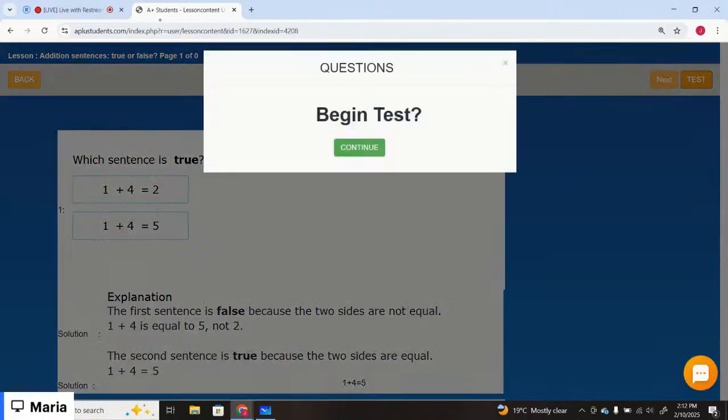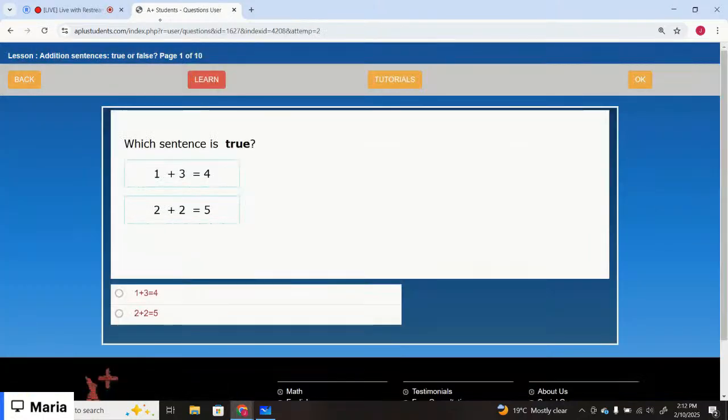Let's just start with the test questions. Which sentence is true? 1 plus 3 equals 4 and 2 plus 2 equals 5. Which is the correct option? Option number 1 is the correct option because 1 plus 3 equals 4, right? So option number 1 is the correct option.